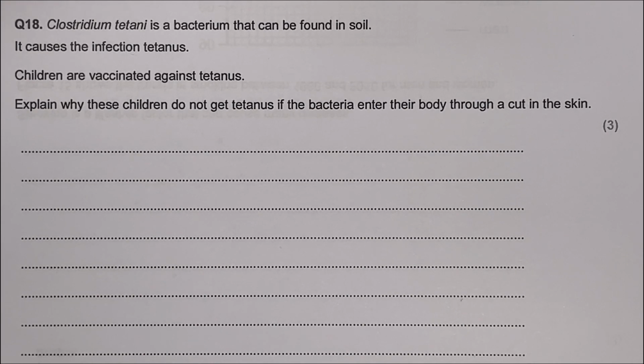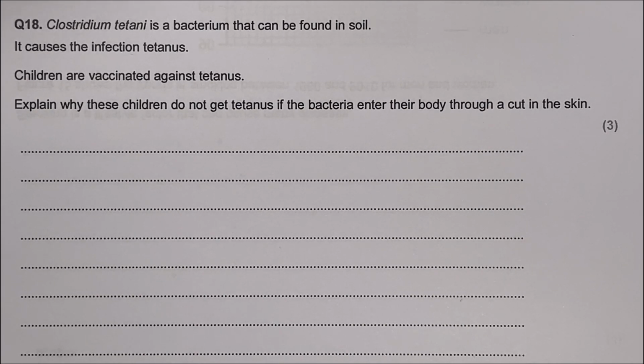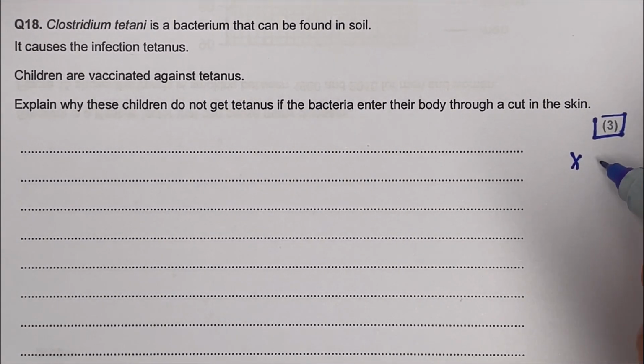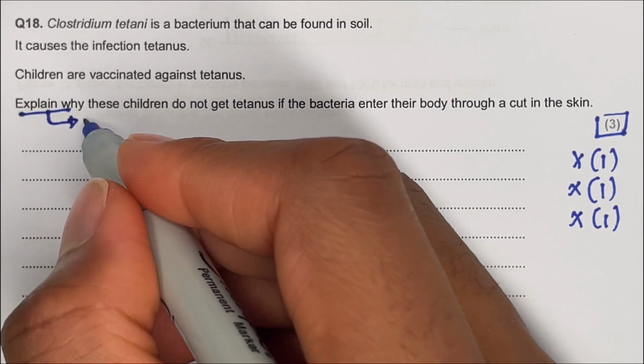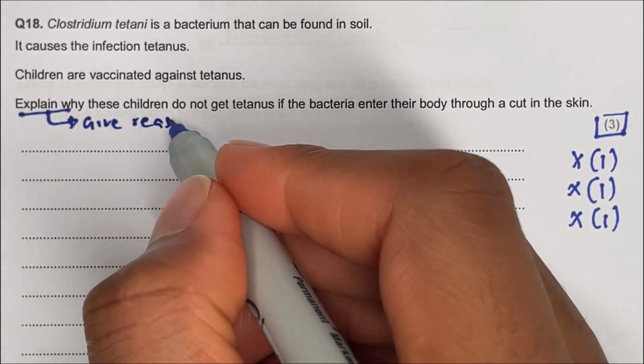Clostridium tetani is a bacterium that can be found in soil. It causes the infection tetanus. Children are vaccinated against tetanus. Explain why these children do not get tetanus if the bacteria enters their body through a cut in the skin. Step 1. Which one is what? 3 marks. So I need to state a point and give reasons. A point with reasons. Explain, of course, state, give reasons.